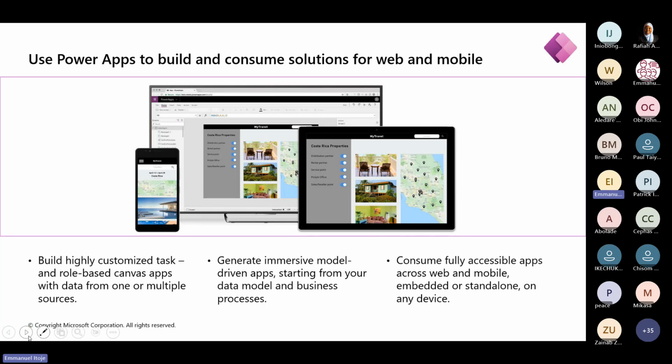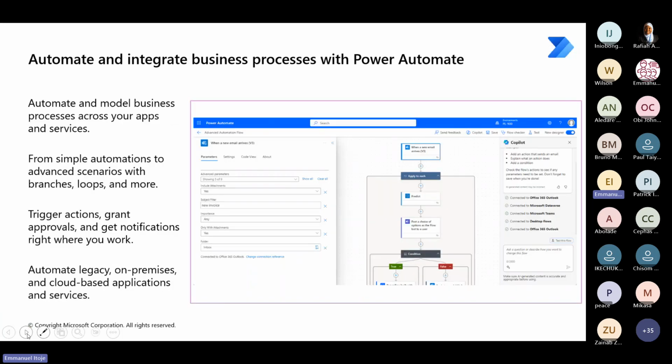Now, one other important thing that we have to understand. In our introduction to Power Automate, Mr. Stanley told us that with Power Automate, you can automate and model business processes across your applications as well as your services. So that's one of the things that Power Automate does for you, from simple automations to advanced scenarios with branches, loops, or more. We started with simple scenarios. As you go on the journey, you begin to see a lot of other scenarios that are applicable, that you can use Power Automate to solve for businesses.